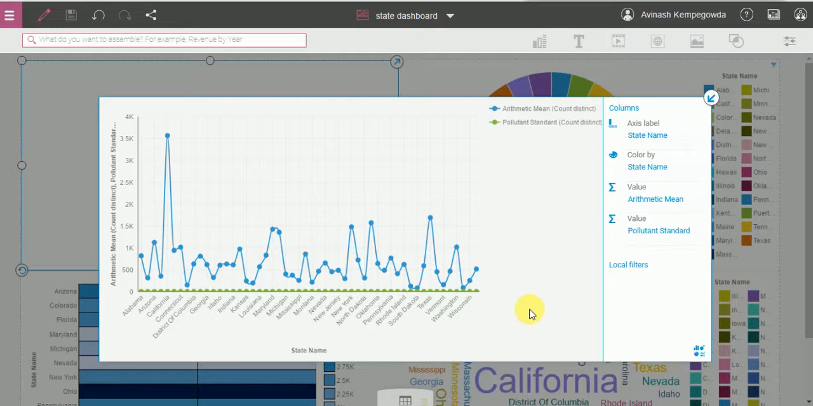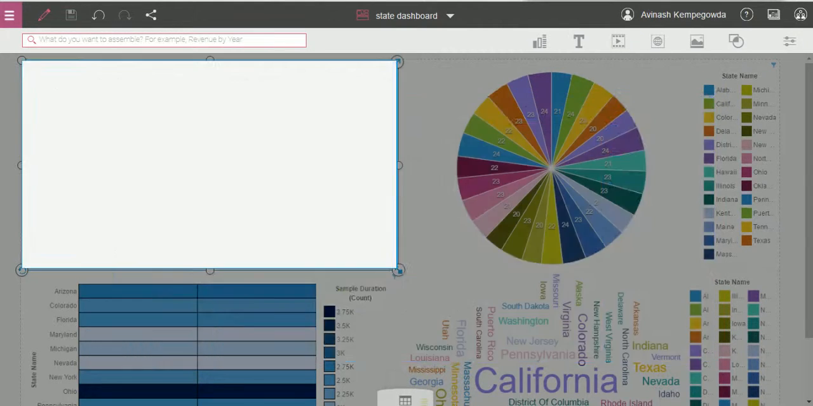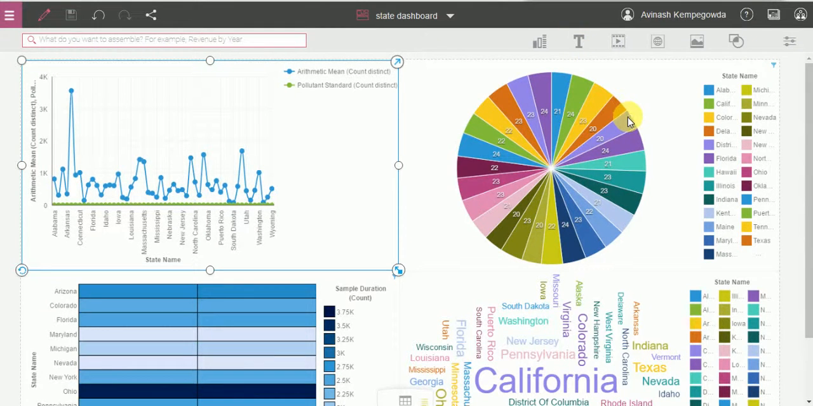The arithmetic mean is high for the state we can see here, which is California, and the lowest for South Dakota. Moving on to the next visualization. Here is the pie chart with the different state names, with the different colors, with the observation count having a 23 or 20 as we can see.